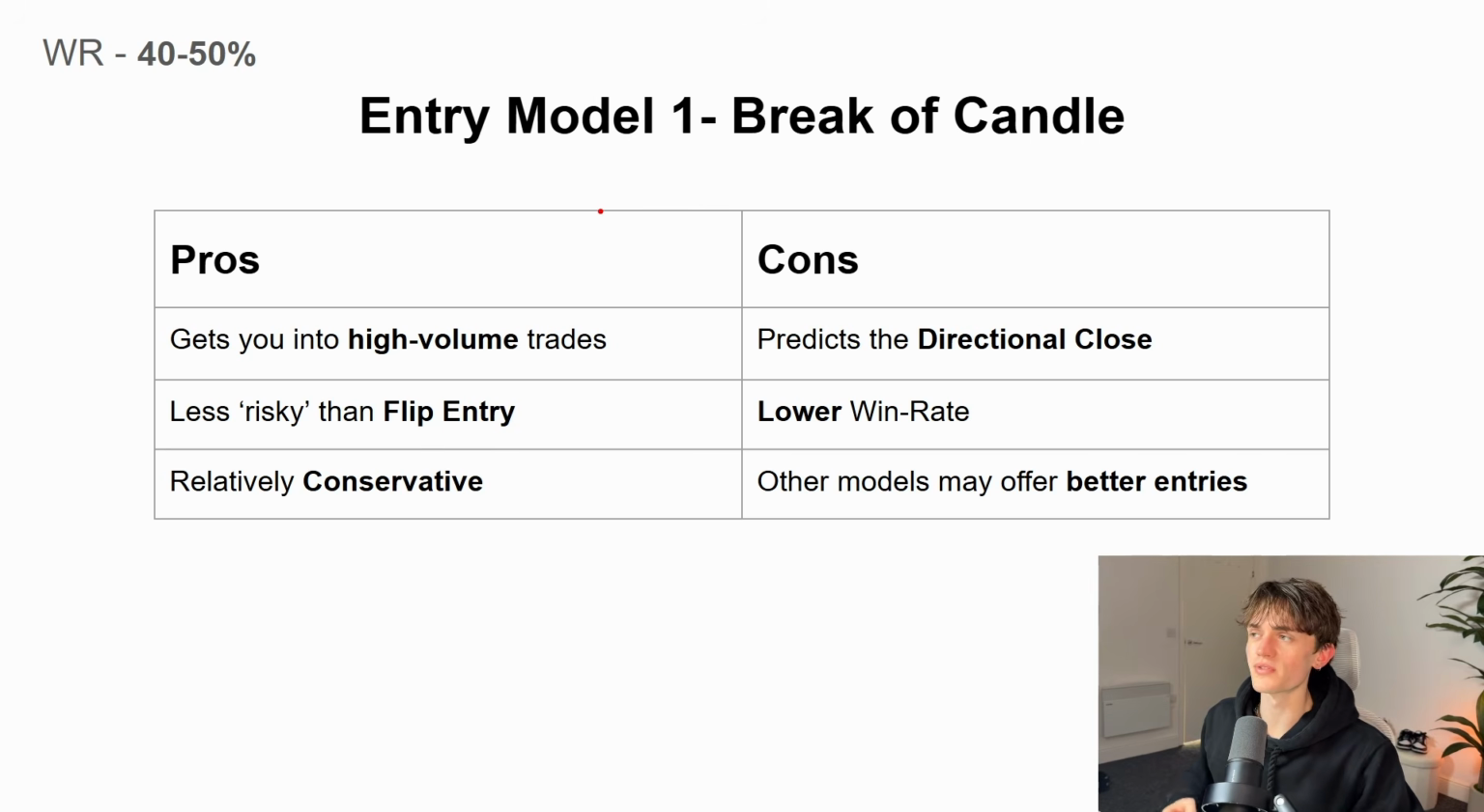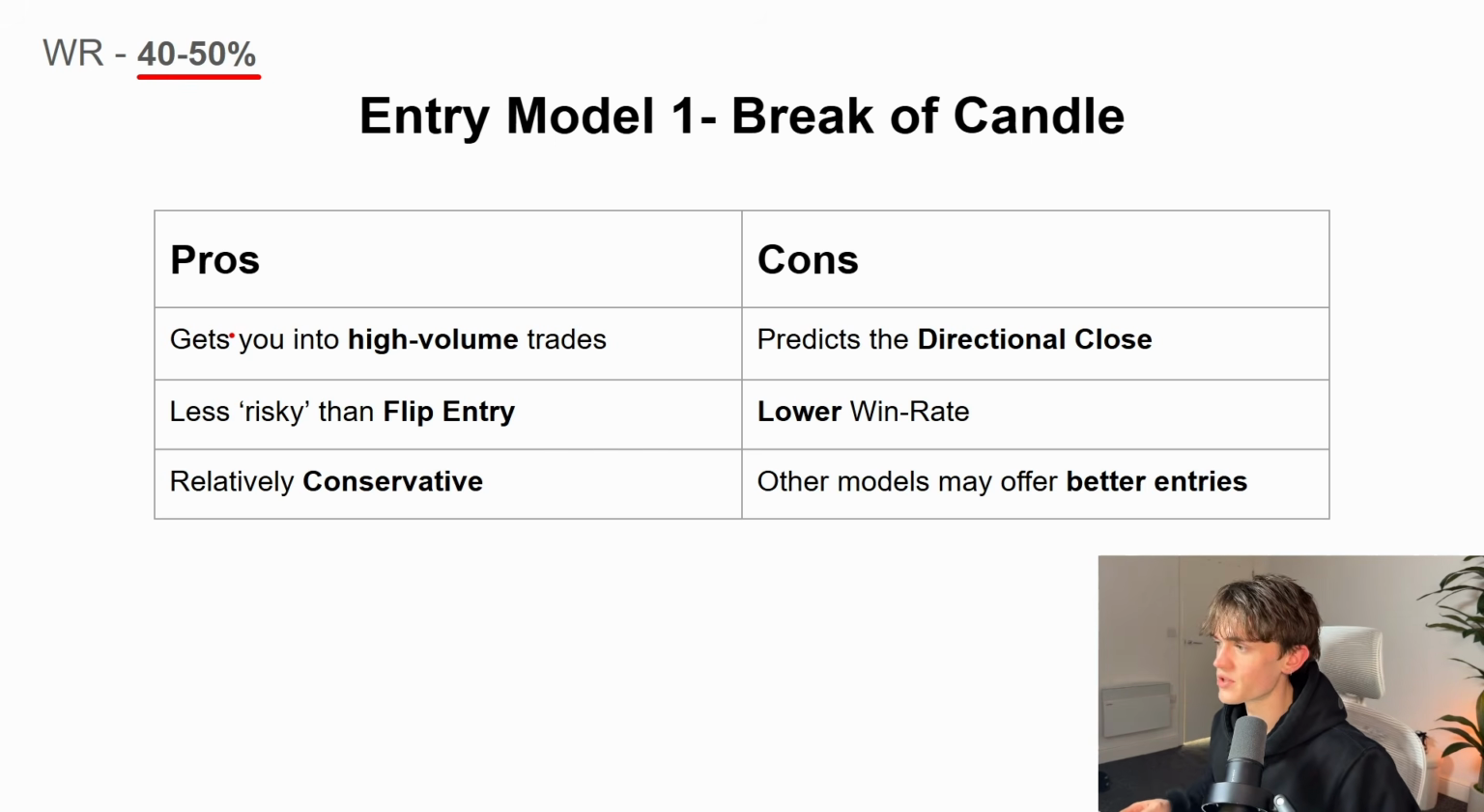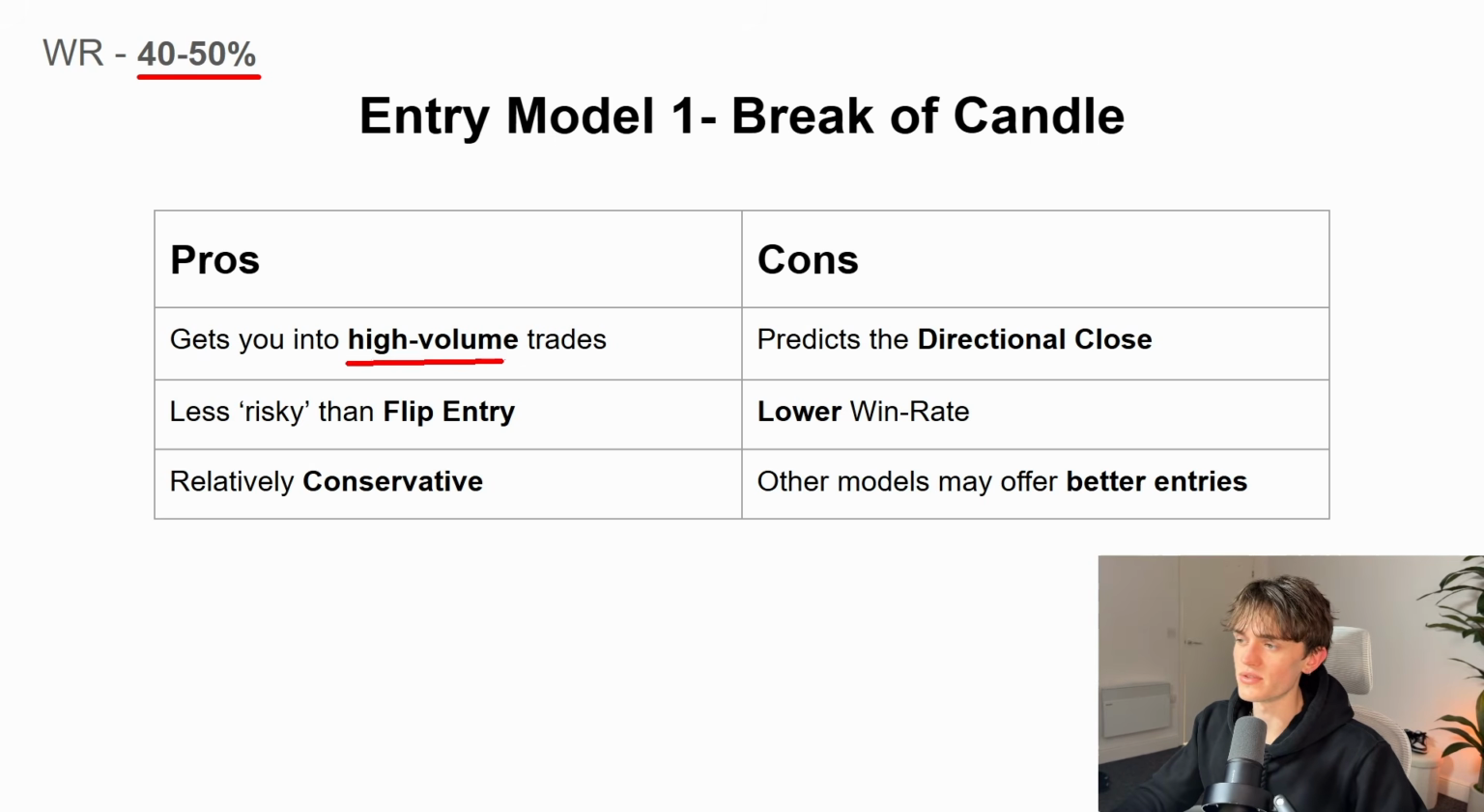Now, coming into the pros and cons of the break of candle entry model, we can see our win rate is sitting around 40 to 50%, which for any strategy is actually insane, especially once you consider the risk to rewards that we are going to be getting per trade, as well as how consistently you're going to be getting into trades, which takes us on to our first pro, which is that it is always going to get you into high volume trades. There is almost never going to be a time where price runs off without triggering the break of candle entry, since that is exactly what it is in place to prevent.